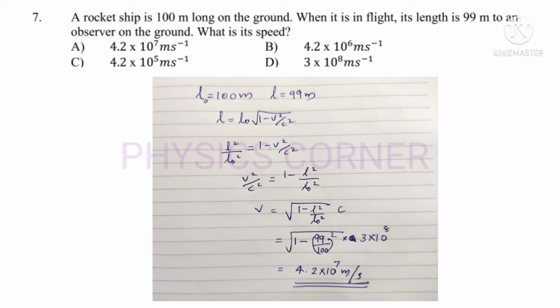The contracted length is also given as 99 meter, and we have the equation for length contraction as L is equal to L0 into root of 1 minus V square by C square. L0 is the proper length and L is the contracted length. So from that expression we can find out the speed. V is equal to root of 1 minus L square by L0 square into C. After the substitution of these values into this equation, we will get the result as 4.2 into 10 raised to 7 meter per second, which is option A.